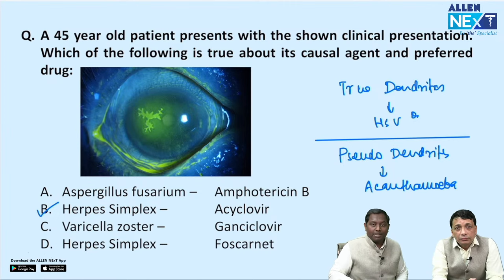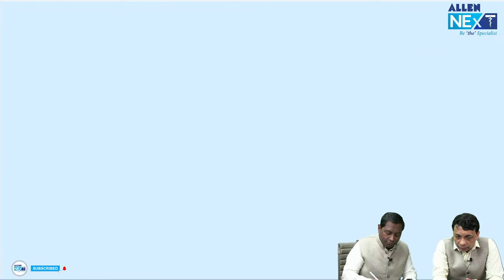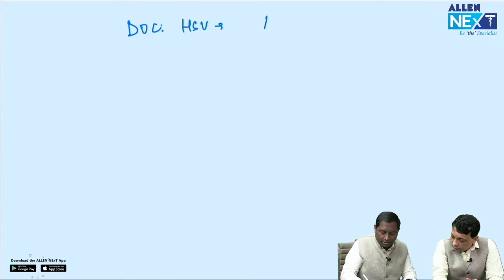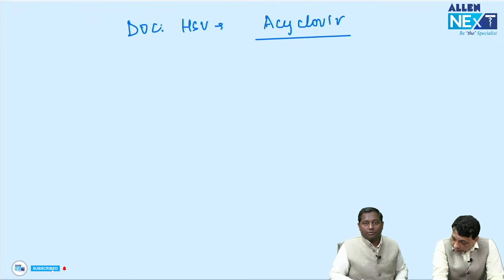Yes, herpes simplex, we have already seen how to diagnose. That was very beautifully explained. And acyclovir, as we all know, is the drug of choice for any herpes simplex virus infection. We have some other drugs as well, but again, acyclovir is the drug of choice for this scenario.